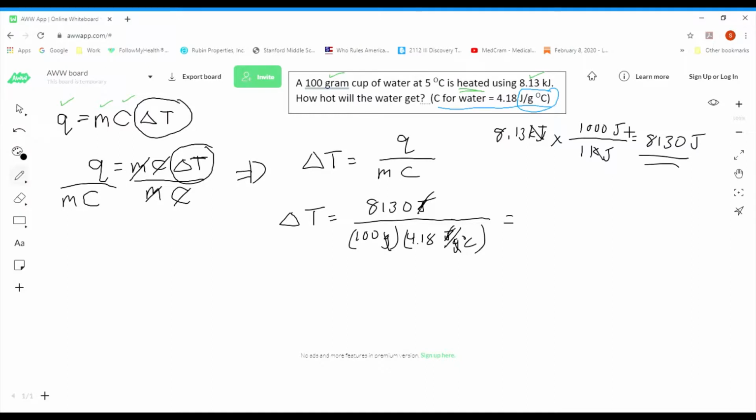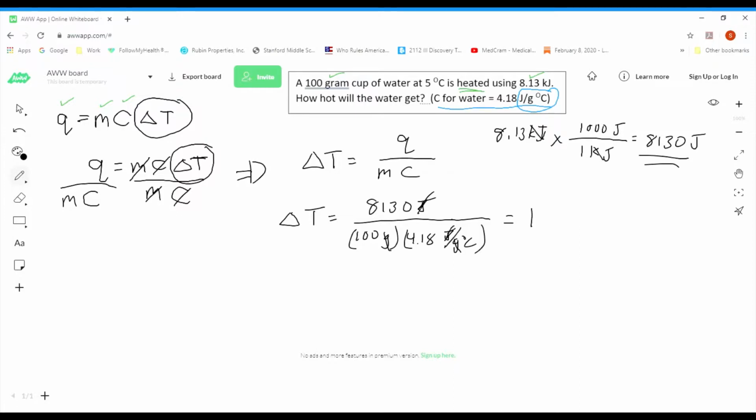So we take 8130 divided by 100, and then divided again by 4.18. Now, you could do it a different way. You can go ahead and take the 100 multiplied by 4.18, that gives you 418. Then you can take 8130 divided by that 418. That'll give you the same answer, right? So one way or the other, that is correct. All right, so that's going to give us an answer of 19.45.